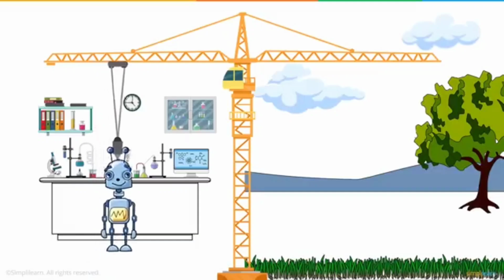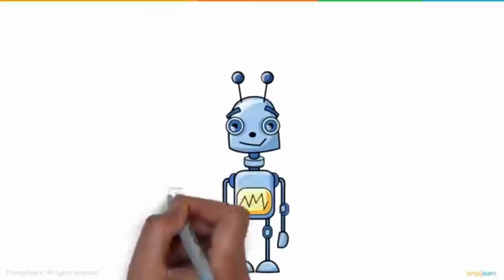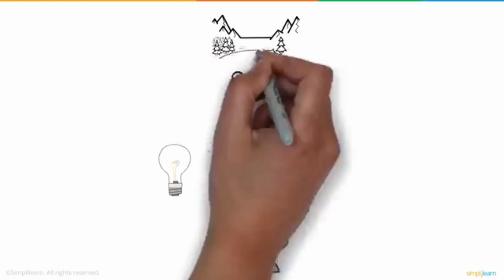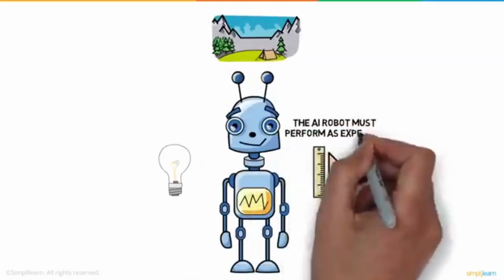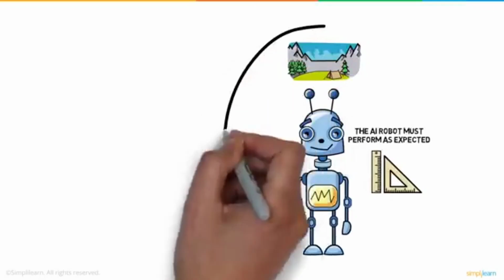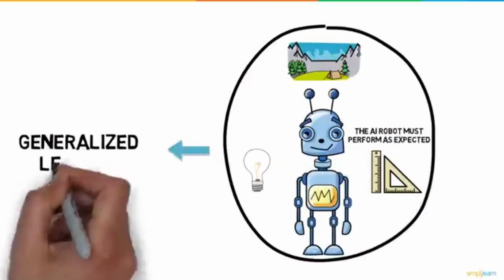Here is a robot we built in our lab, which is now dropped onto a field. In spite of a variation in lighting, landscape, and dimensions of the field, the AI robot must perform as expected. This ability to react appropriately to a new situation is called generalized learning.